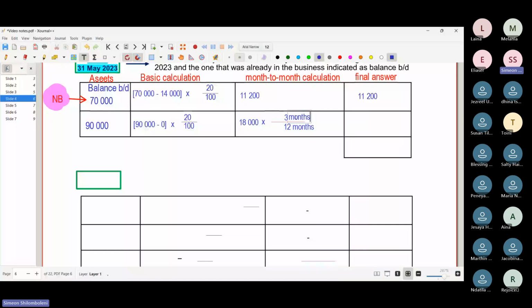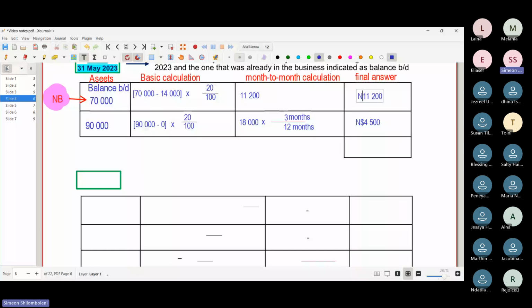How much are we going to get? 4,500, sir. We are going to get 4,500. And these calculations, you must write them somewhere in your paper. Because sometimes, not always, sometimes if your final answer that you have in the T account is wrong, but we can see that all your calculations were correct, sometimes you can be allocated a mark. Not always, but sometimes. Okay, we move. Year one is done.